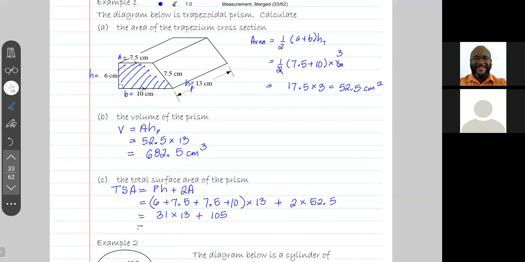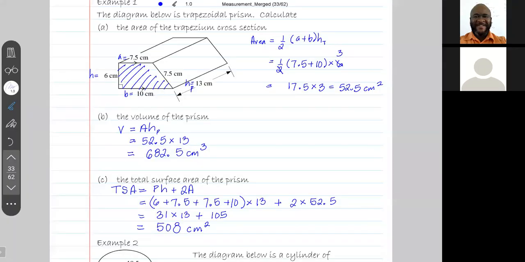So the total surface area, give me a minute. The total surface area here, guys, is 508, and the unit is centimeters square. The total surface area is 508, and the unit is centimeters square.